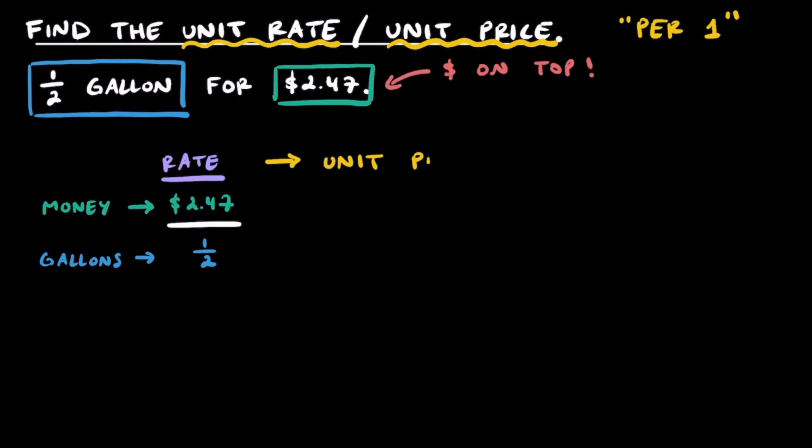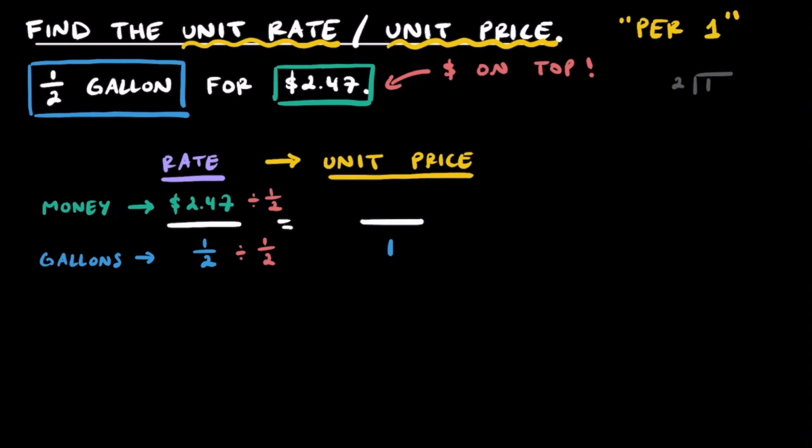And to find the unit rate, we're going to have to find the price of 1 gallon, so we're going to put a 1 in the denominator. To get there, one way to do this is to divide top and bottom by 1/2, since 1/2 divided by 1/2 is equal to 1.